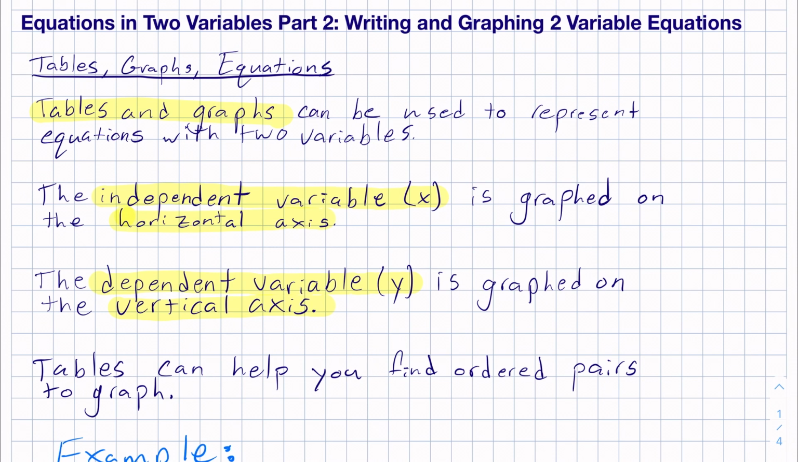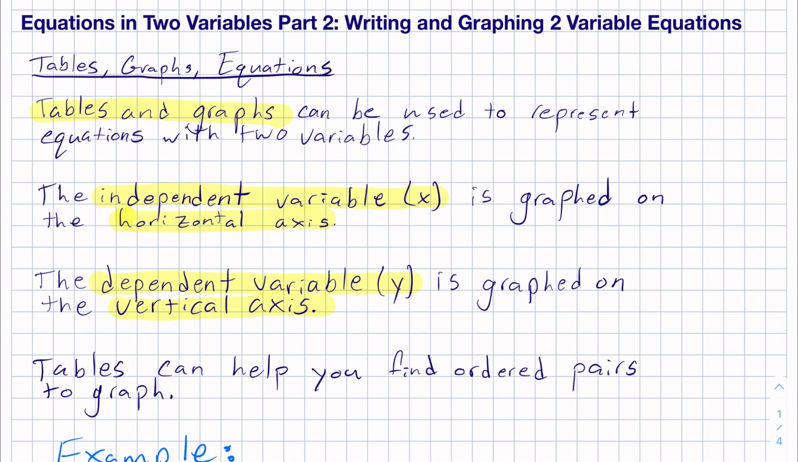Okay, so let's get started with this. Tables, graphs, and equations. Tables and graphs can be used to represent equations that have two variables. The independent variable x is graphed on the horizontal axis, and the dependent variable y is graphed on the vertical axis. If you need a refresher about independent and dependent variables, watch Equations in Two Variables Introduction. Tables can help you find the ordered pairs that you need to graph.